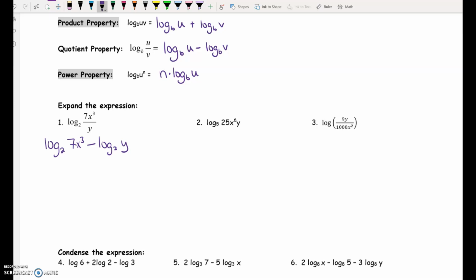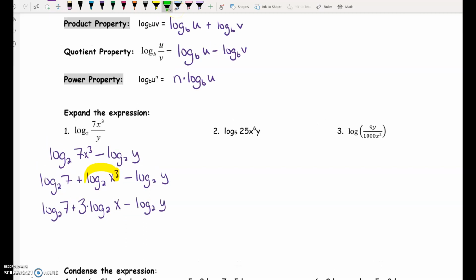Then I see that there's multiplication between the 7 and the x to the third. So we have log base 2 of 7 plus log base 2 of x to the third. We still have minus log base 2 of y. Then we're going to use this power property. This exponent on top is going to move in front, and that one will become 3 times the log base 2 of x. We've got log base 2 of 7 plus 3 times log base 2 of x minus log base 2 of y.